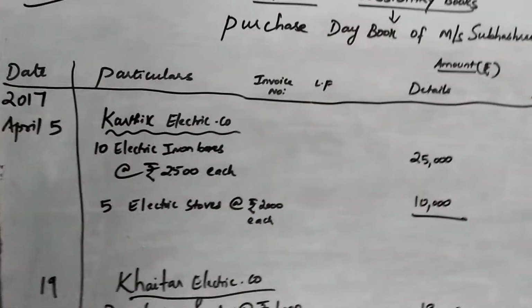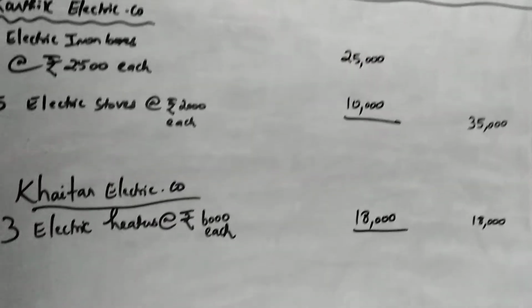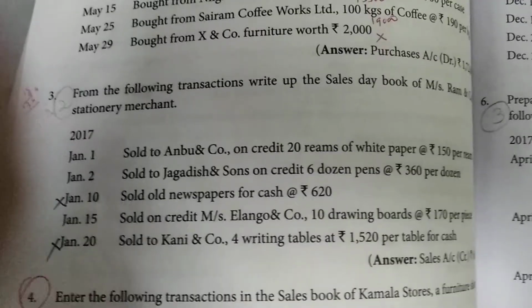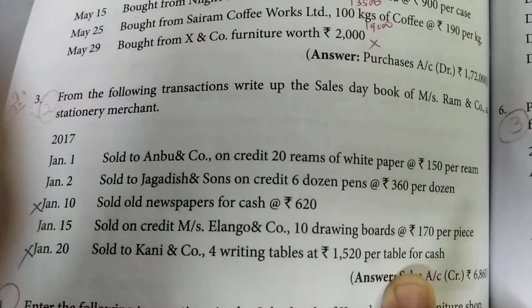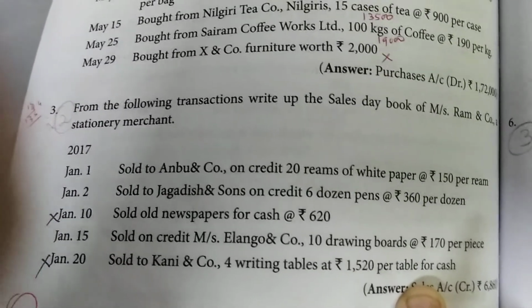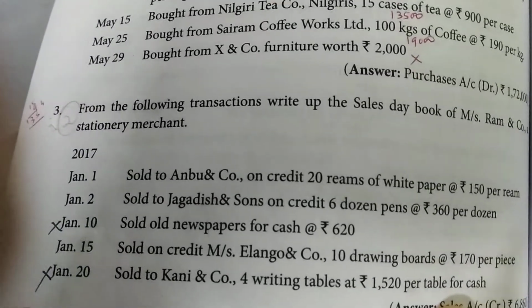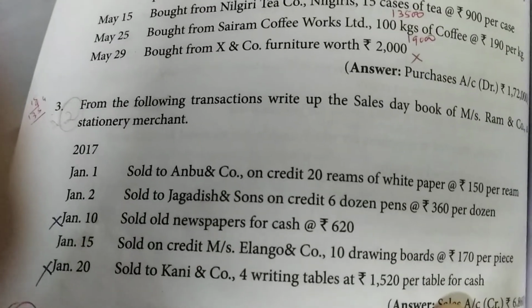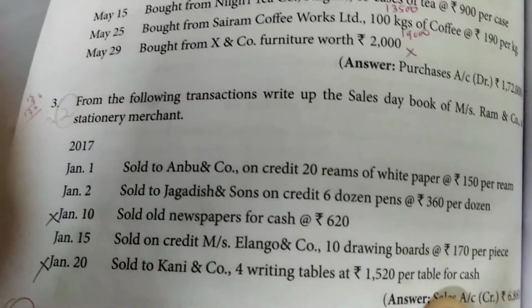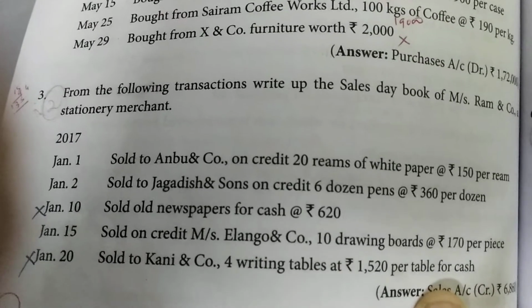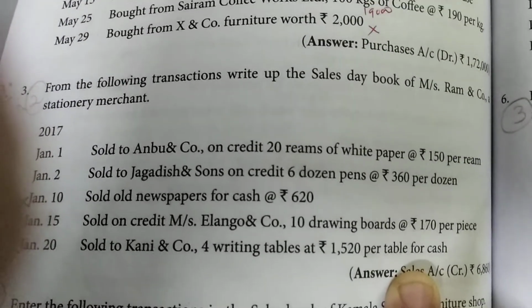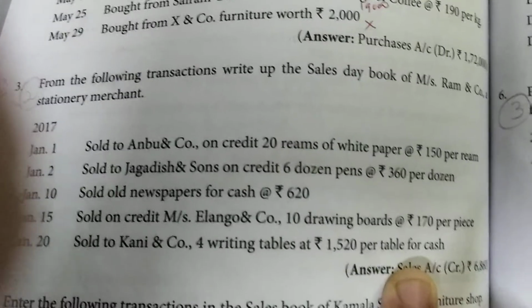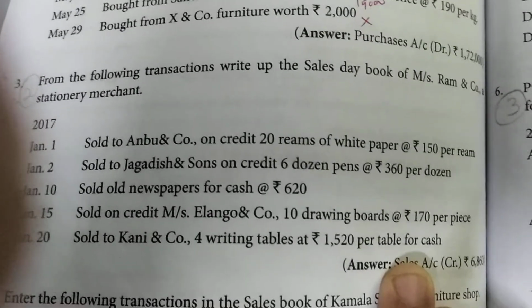Let us move on to the next problem. The next problem. From the following transactions, write up the sales day book of Ms. Ram and Co, a stationery merchant. So 2017, 1st of January, sold to Anbu and Co on credit 20 reams of white paper at rupees 150 per ream. So this will be recorded in the sales day book. It is a credit transaction.